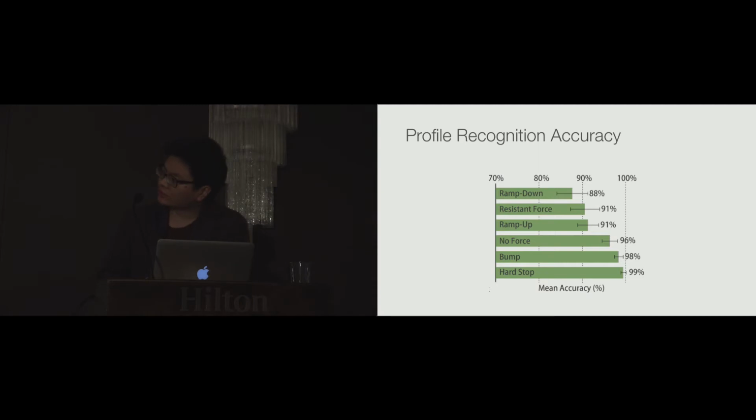And this figure shows the average profile recognition accuracy across all the profiles we used. We found that hard stop was more accurate than the ramp down, resistant force, and the ramp up profile, but there was no significant effect found between other pairs.